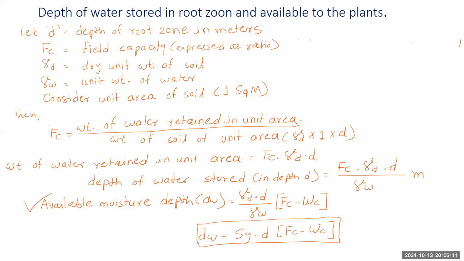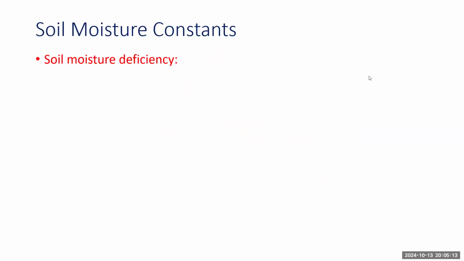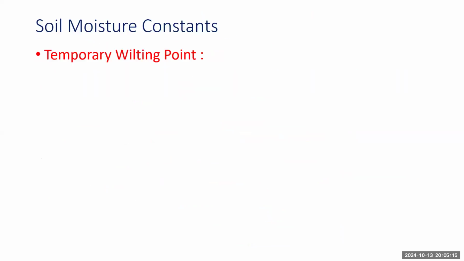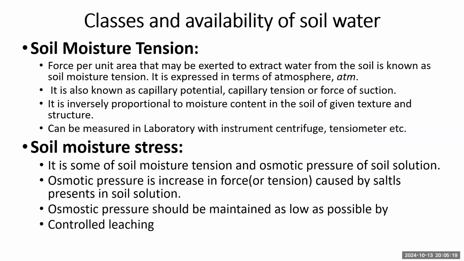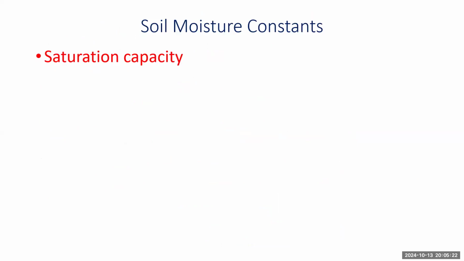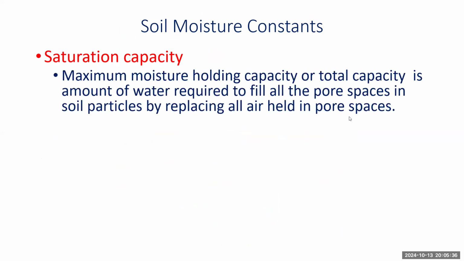Okay. So in yesterday's lecture, we discussed various soil moisture constants. We discussed what the saturation capacity is. Saturation capacity is the maximum capacity of soil for holding water, so it has the highest moisture content.